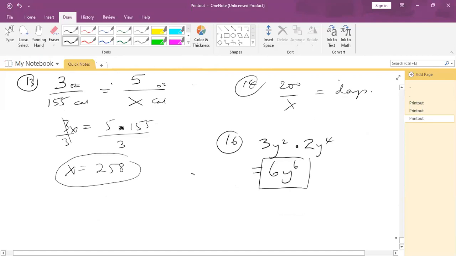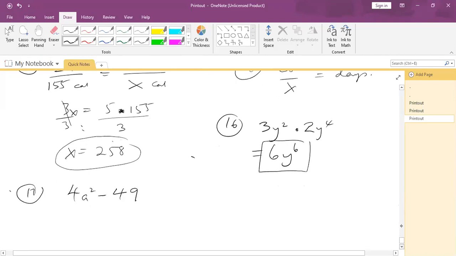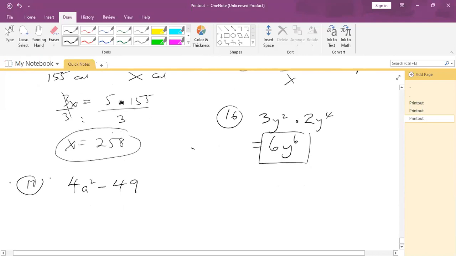Okay. All right. So look at number 17. You want to factor this completely: 4a squared minus 49. I think we saw a question like this where I talked about the difference of two squares, if you remember. I have D. Yeah, D is correct. If you can't remember, you can always work backwards. Work from the answers and see if you can get what is needed.